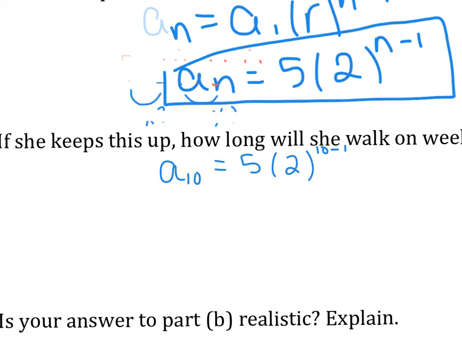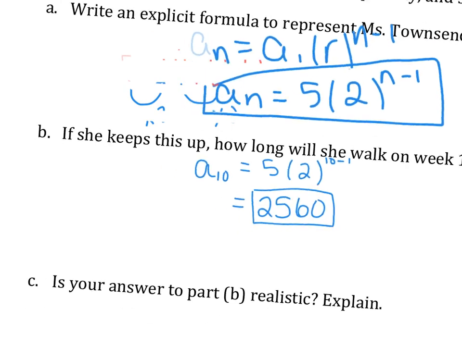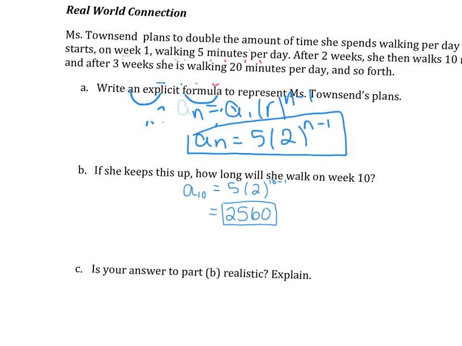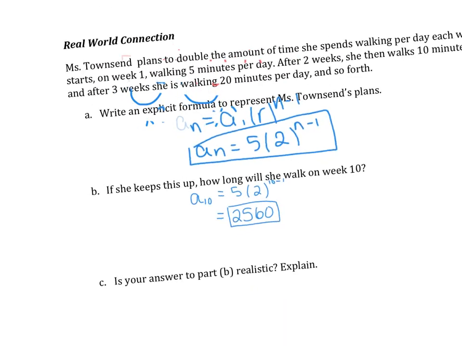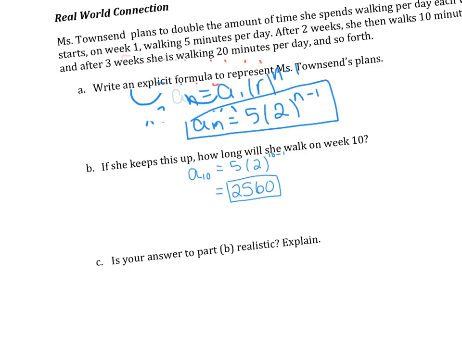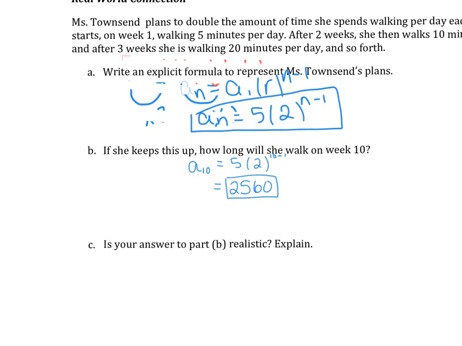So I have 5 times parenthesis 2 to the 10 minus 1, and I get 2,560. That means Miss Townsend will be walking 2,560 minutes per day. I'm not going to write anything for part C. This can just be a little think aloud. Part C says, is your answer to part B realistic? Explain. So let's look at that question.